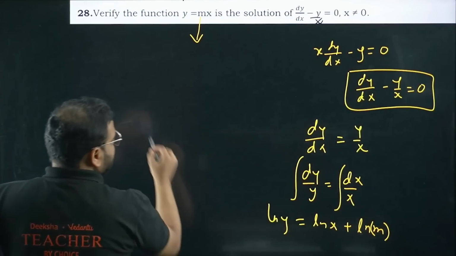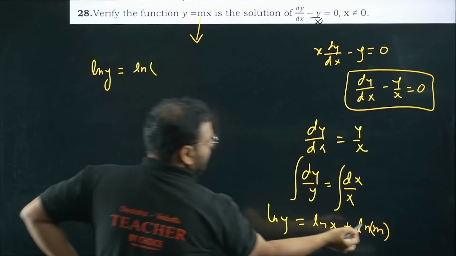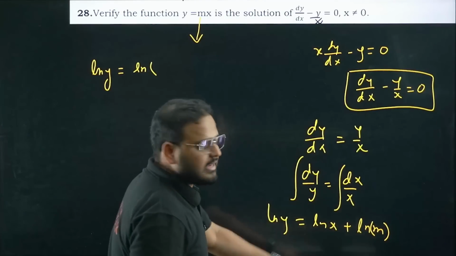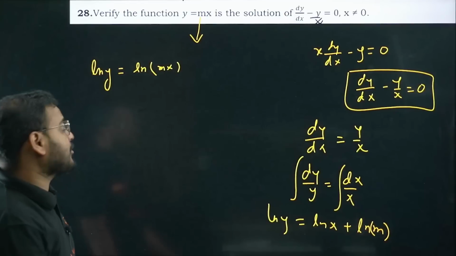Okay, so what I'm getting on the RHS, check this out: ln y equals ln, I have m and x with the log, which means I can multiply them, so ln of mx. Log and log will cancel the effect if you apply the exponential function on both sides.